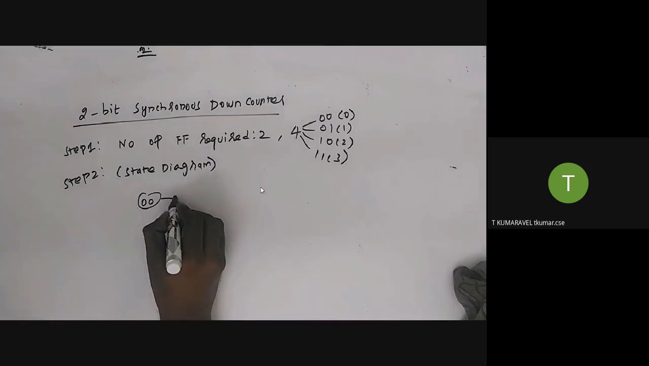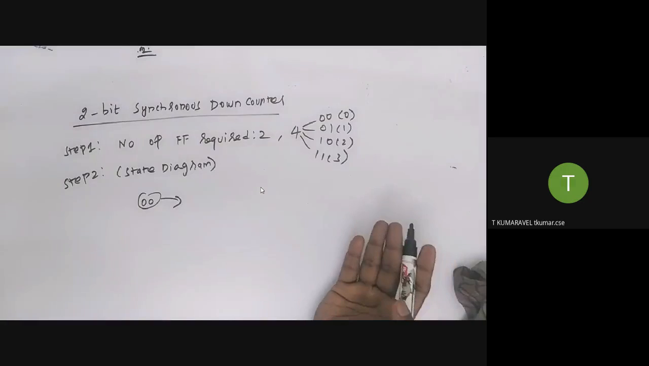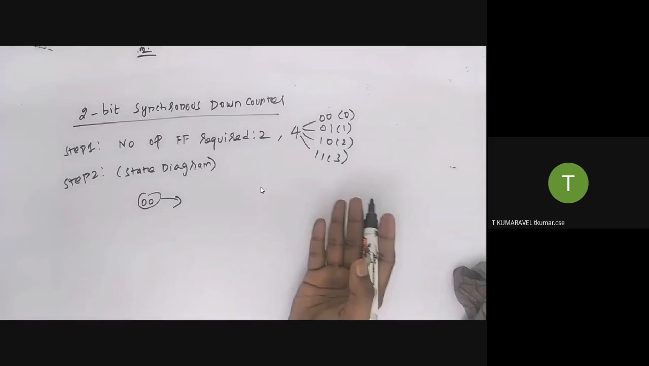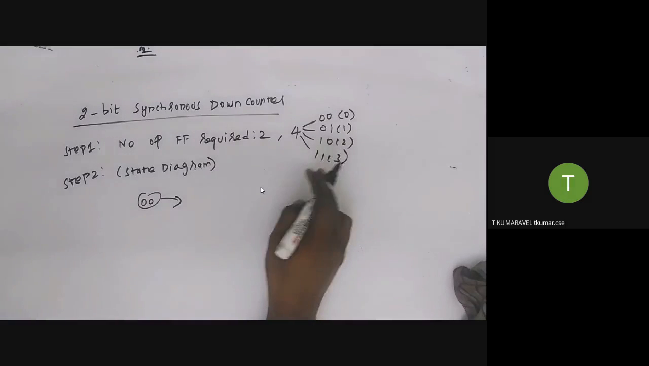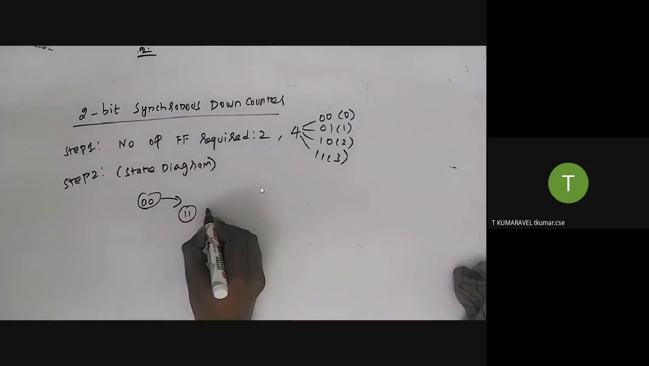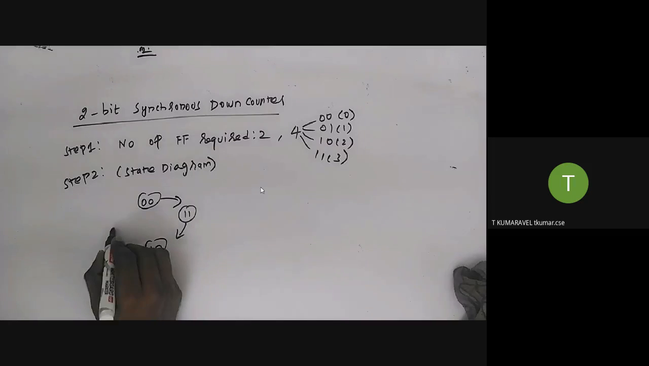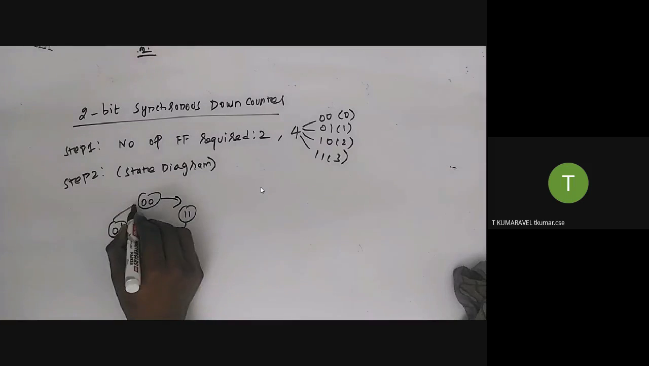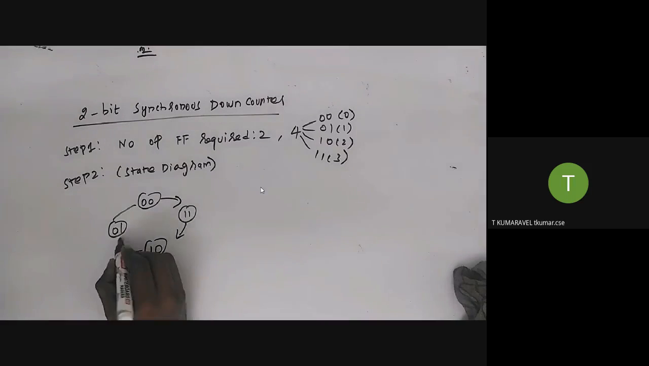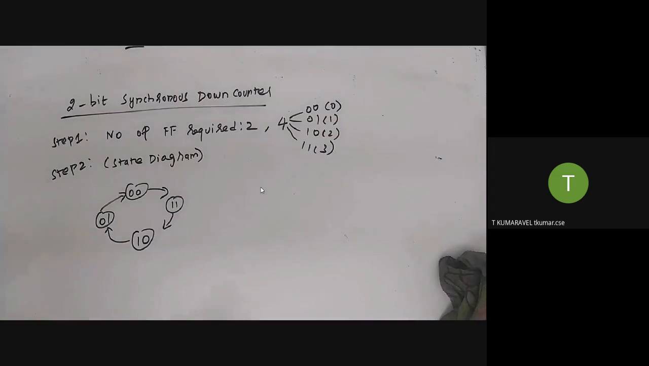Initially 0. What is the biggest value? You have 4 states. So among the 4 states, which one is the biggest value? This is 11, which is nothing but 3. Biggest value, first 3 is there, followed by 2, then followed by 1, and then again it will reach the starting state. So this is called a down counter. Okay, is it okay for you? Yes, sir.